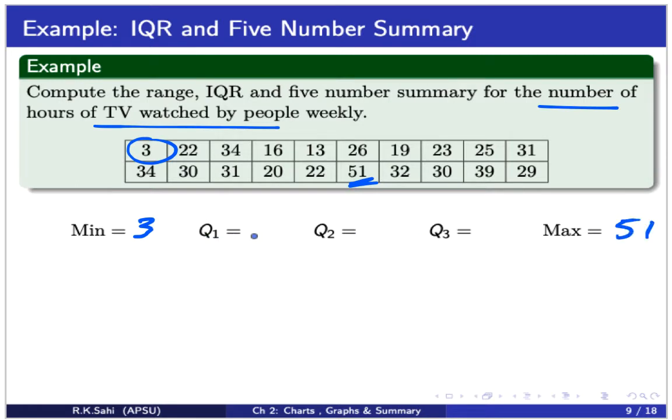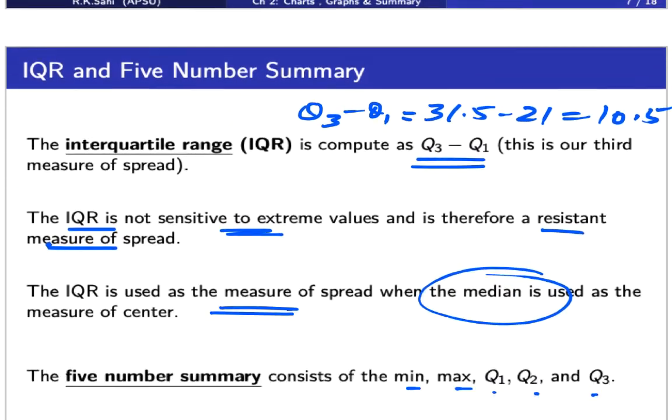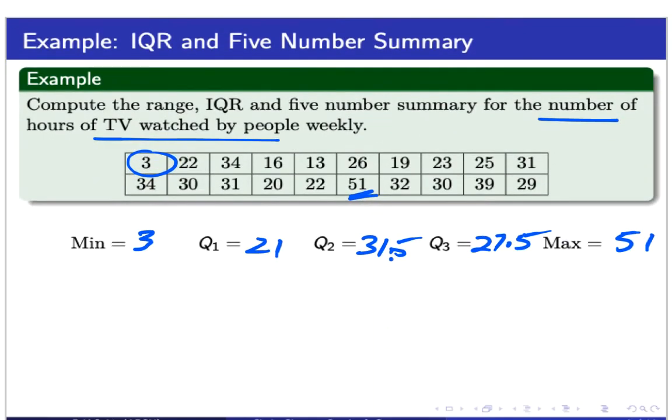Q1 was 21. Q2 was 31.5. And Q3 is 27.5. Okay, let's go back and check once again. There it is. Sorry, Q2 is 27.5 and Q3 is 31.5. I just flip-flopped them. I made a mistake here. Q2 is 27.5 because Q2 is definitely less than Q3, which is 31.5. Okay, good. We caught this mistake.